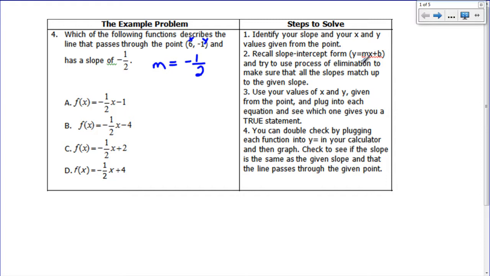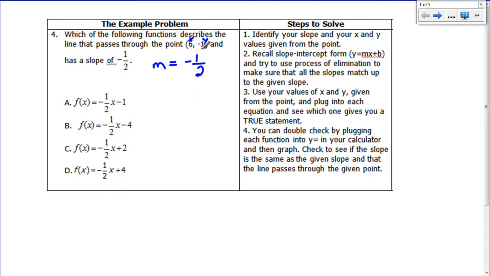If you'll remember mx plus b, where m is the slope, the slope for A is -1/2 because that's what's in front of the x. B is also -1/2. So is C, and so is D. So step 2 didn't help. I couldn't eliminate anything. So step 3 says use your values of x and y from the point and plug in to see which one gives you a true statement.